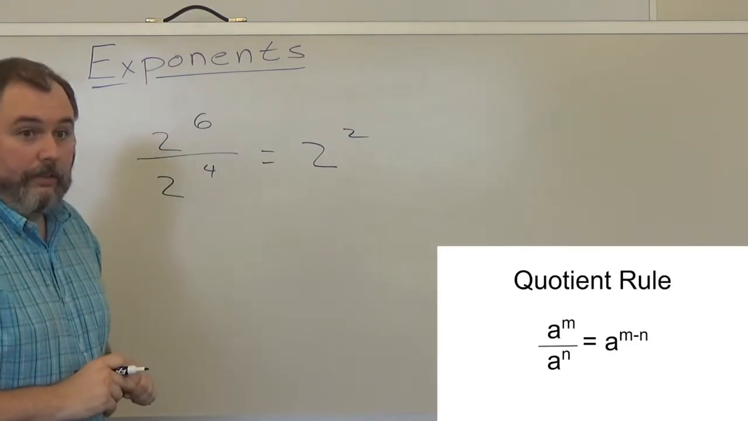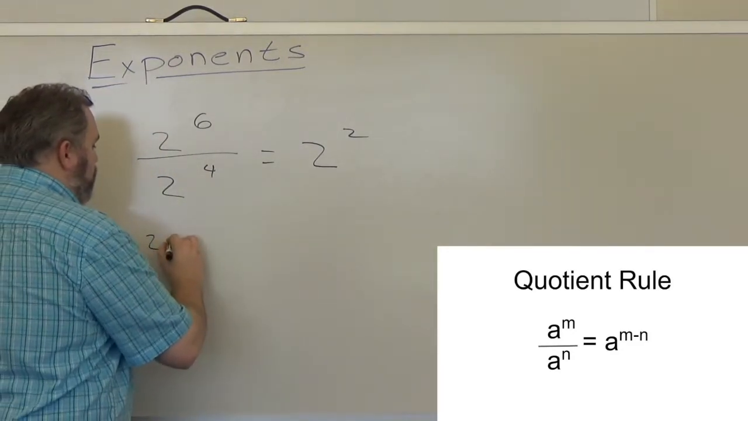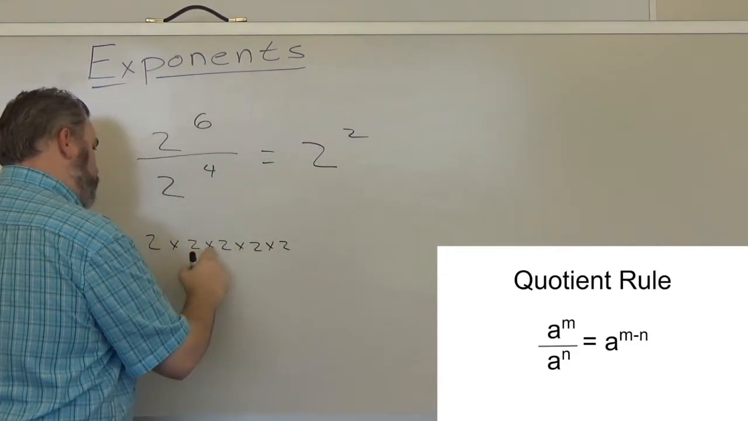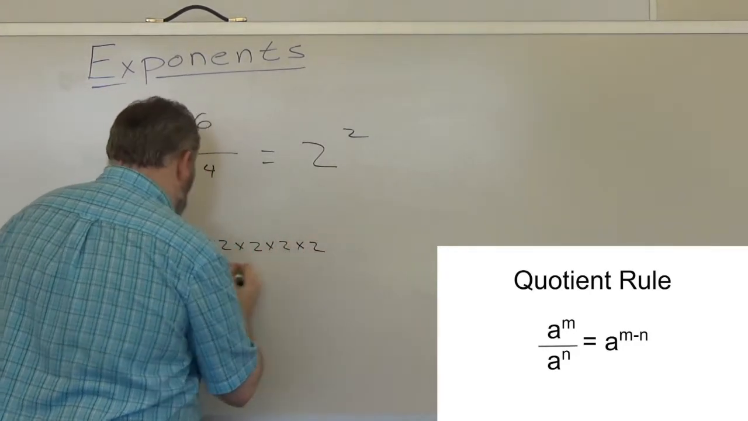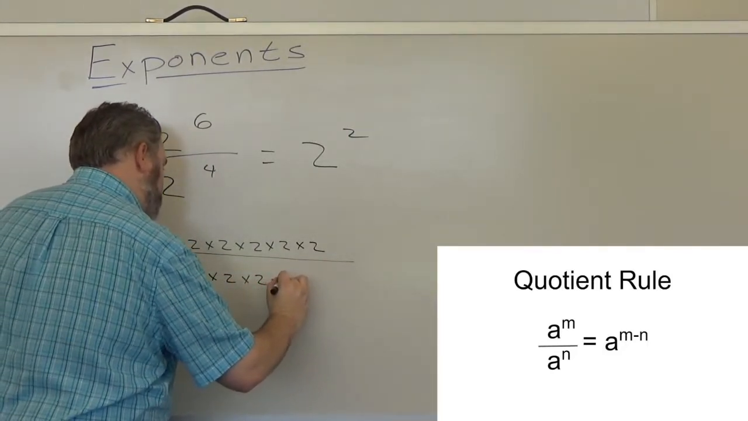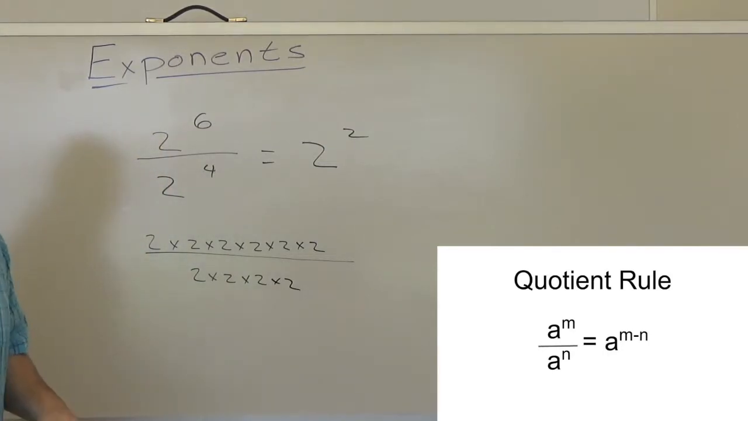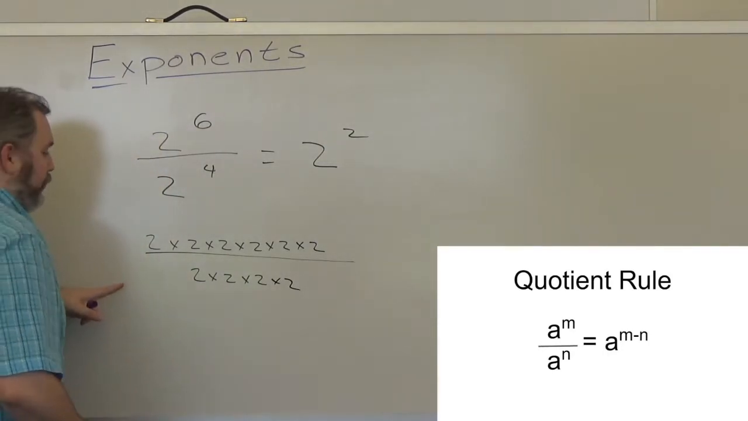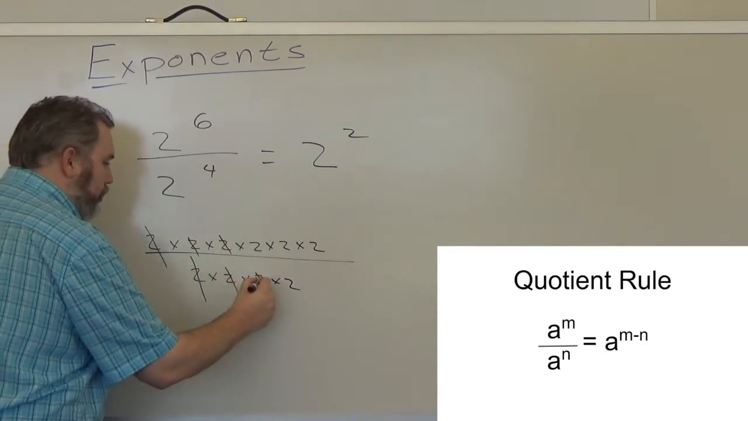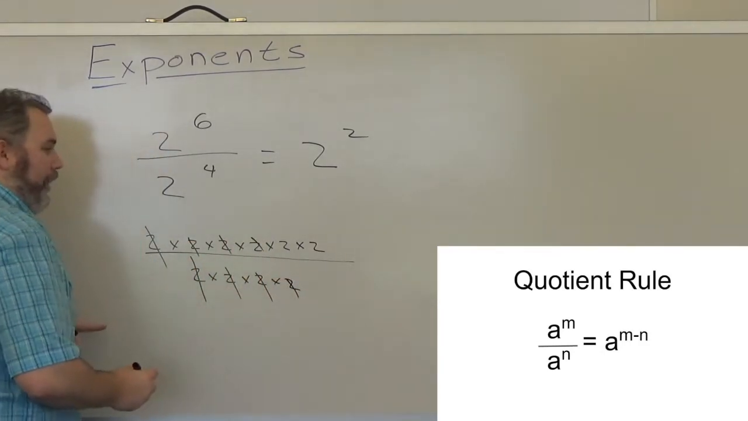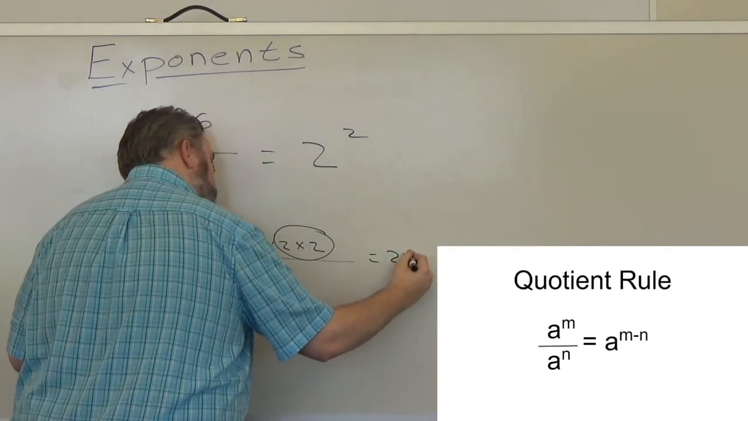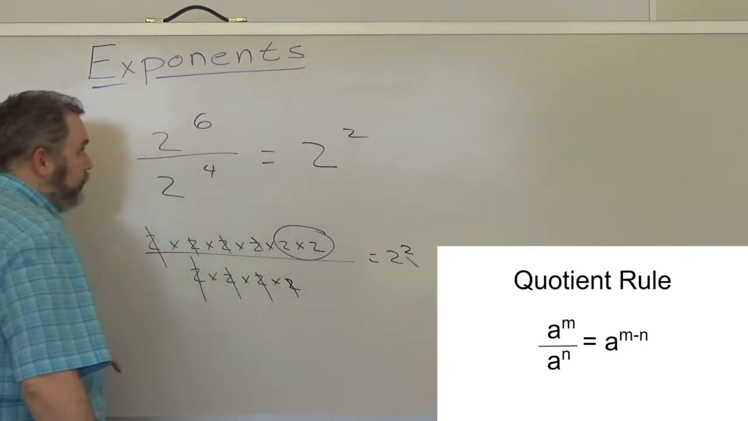We could prove this and rewrite it to say 2 times 2 times 2 times 2 times 2 times 2, 1, 2, 3, 4, 5, 6, divided by 2 times 2 times 2 times 2. When we do this, we would see that these 2's cancel out. This one cancels with this one, this one with this one, and this one with this one. What's left? Just these guys, which happens to be 2 to the second power.